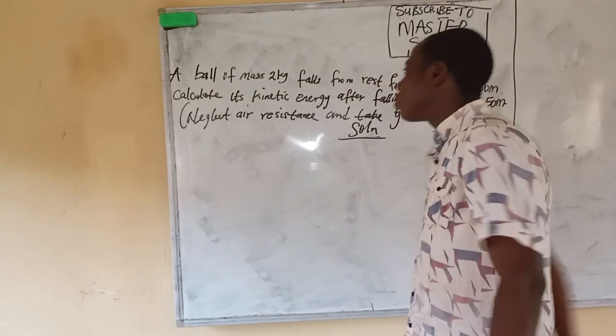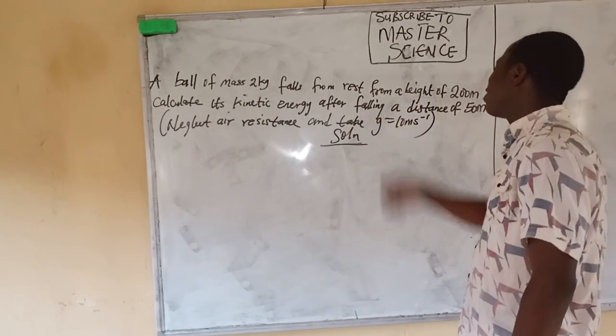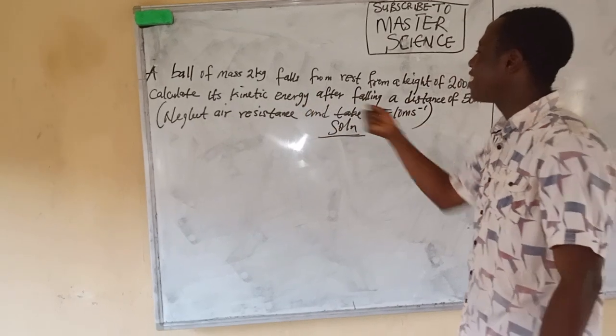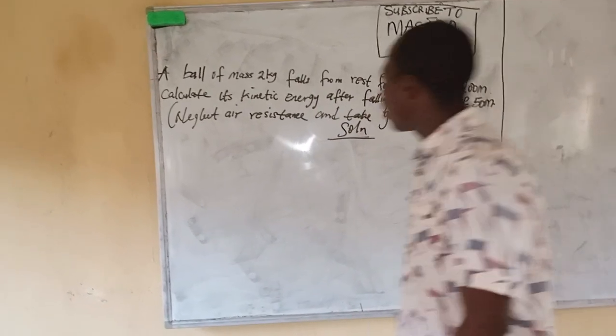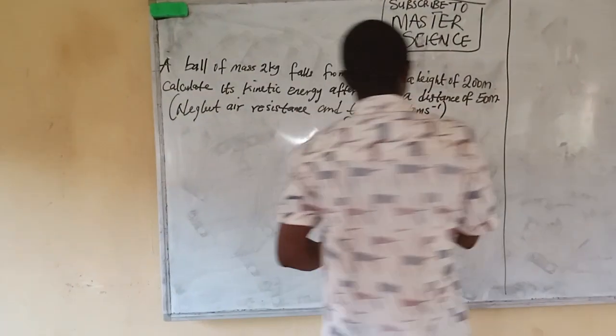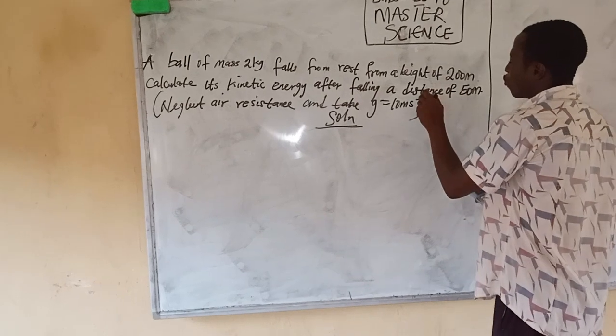Let's attempt this question on the board. A mass of 2 kg falls from rest from a height of 200 meters. Calculate its kinetic energy after falling a distance of 50 meters. We have to neglect air resistance and take acceleration due to gravity as 10 meters per second squared.